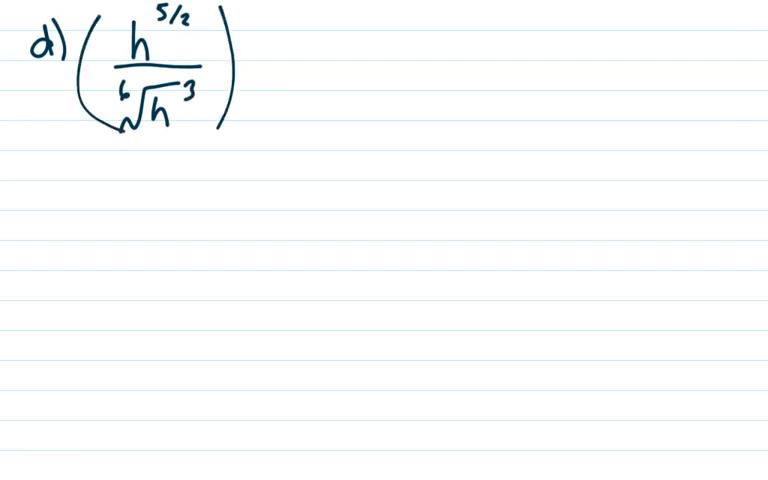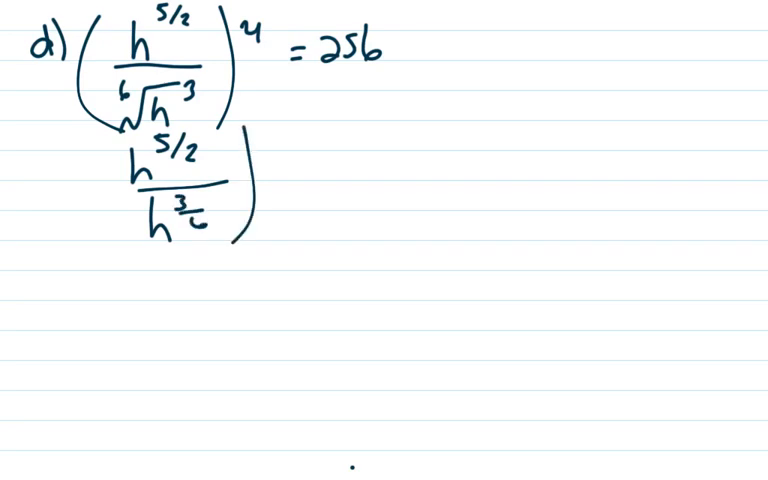Okay, D. H to the power of 5 over 2 divided by the 6th root of h to the power of 3, all to the power of 4, equals 256. So the square root of h, sorry, we're not going to do that root. We are going to put the denominator into a fraction. So now I have h to the power of 3 over 6, all to the power of 4, equals 256.